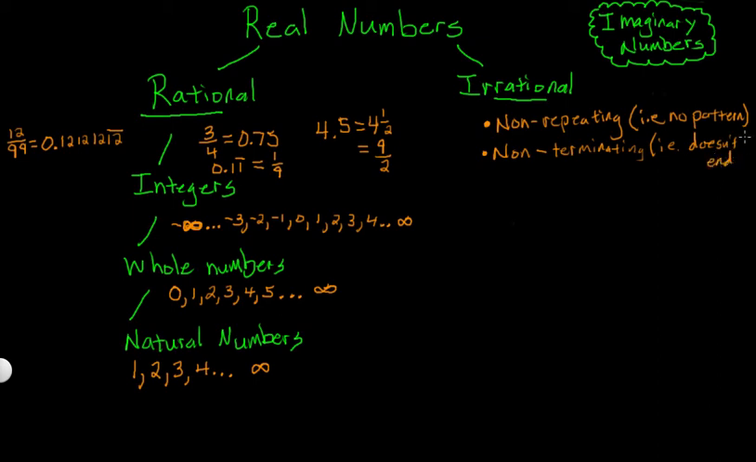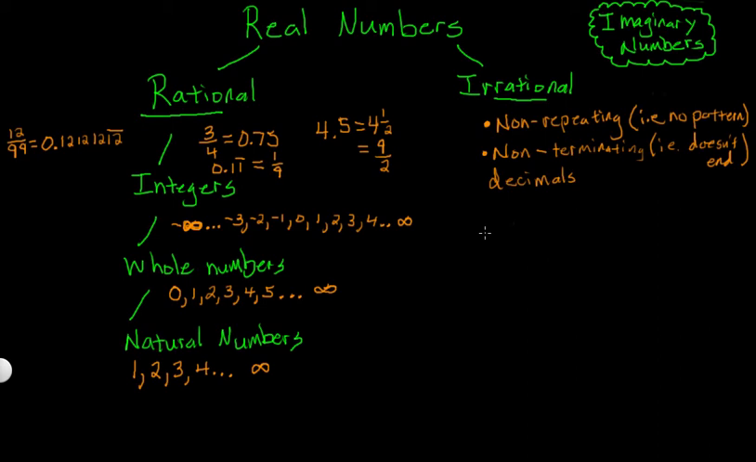The decimal doesn't end. So these are non-repeating, non-terminating decimals. That is the definition of irrational numbers. Irrational numbers are non-repeating, non-terminating decimals. Many of the irrational numbers that we can give examples of are given special symbols in mathematics.